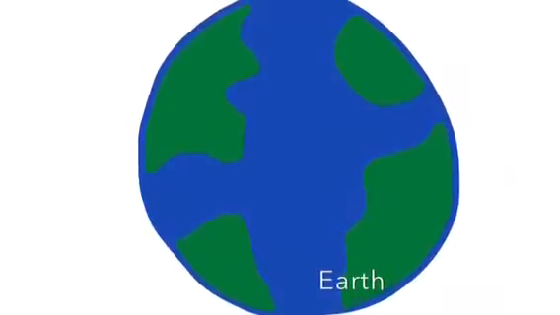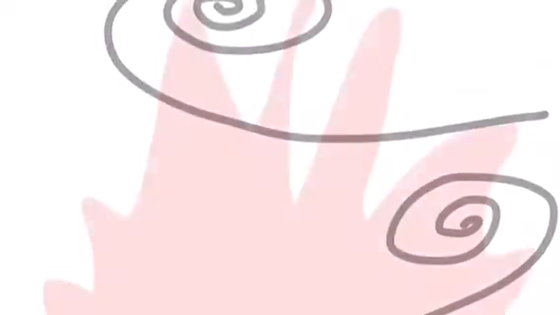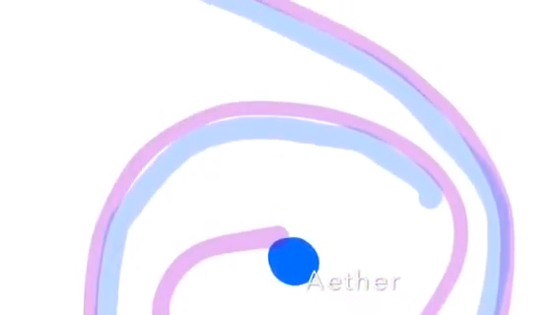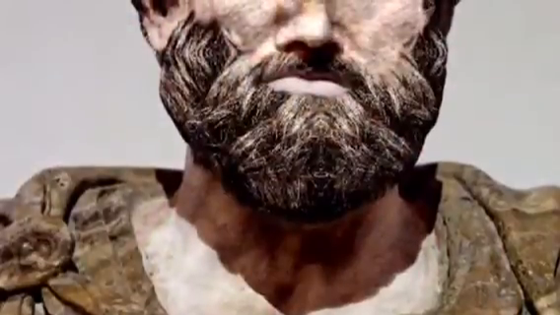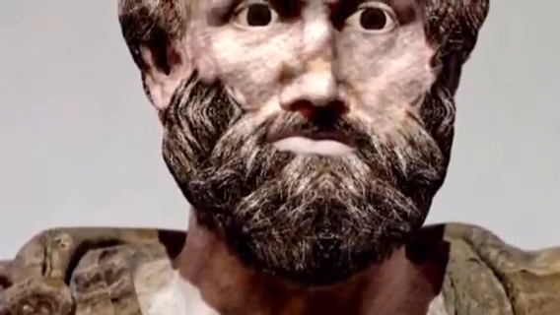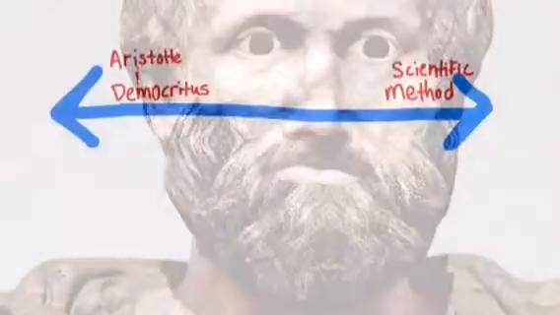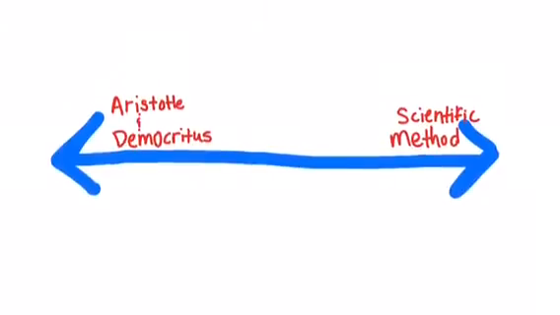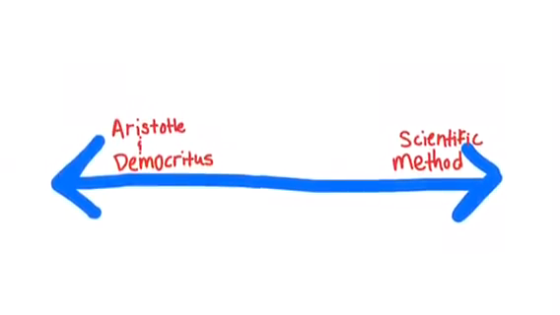These elements included earth, water, air, fire, and ether. Even though his idea was incorrect, it was more accepted than Democritus' idea for about 2,000 years. Aristotle and Democritus both lived before the development of the scientific method, and this meant that their ideas lacked experimental evidence.